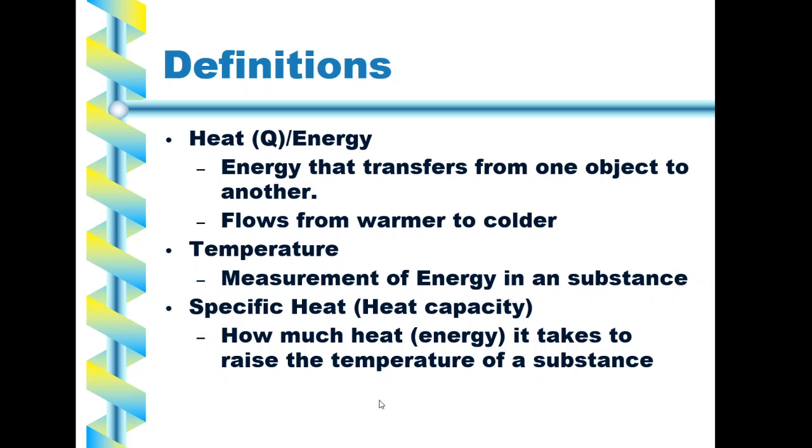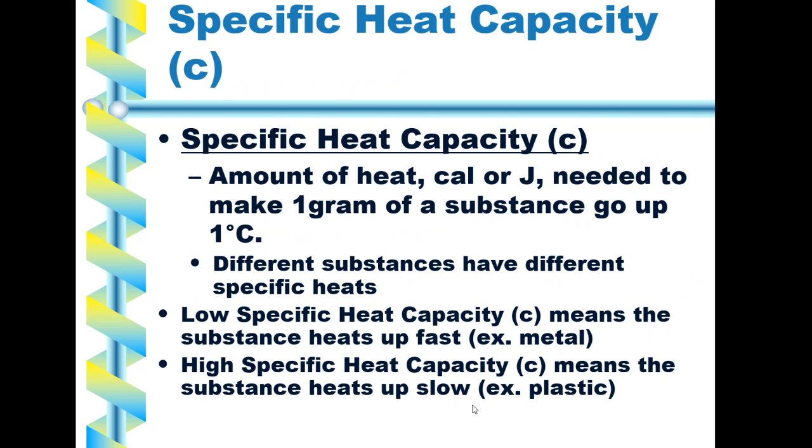It can be in different measurements, but I'm going to give you the calculation. You have to use the specific heat of a certain substance all the time when you're wondering how much energy it has. A little more about specific heat capacity, or C, and you'll see how it works in the equation. It's the amount of heat, in calories or joules, needed to make 1 gram of any substance go up 1 degree Celsius.